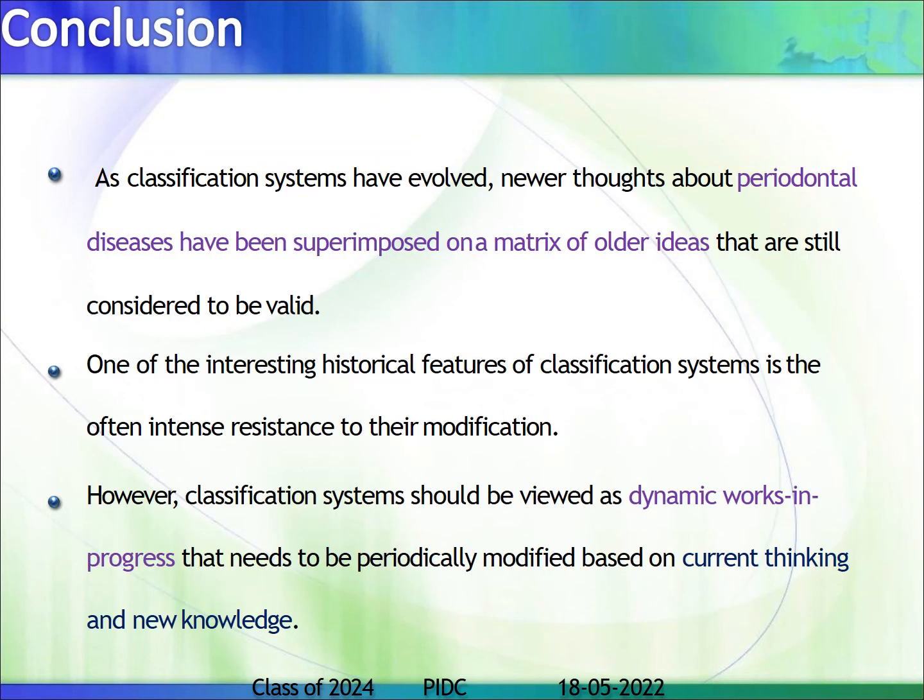To conclude, as classification systems have evolved, newer thoughts about periodontal disease have been superimposed on a matrix of older ideas that are still considered to be valid. One of the interesting historical features of classification systems is often the intense resistance to their modification. However, classification systems should be viewed as a dynamic work in progress that needs to be periodically modified based on current thinking and knowledge. Thank you.